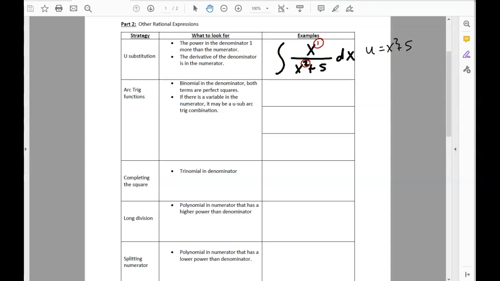Now, we have learned 3 different arc-trig functions. There's arcsine, there is arctangent, and then there is secant.